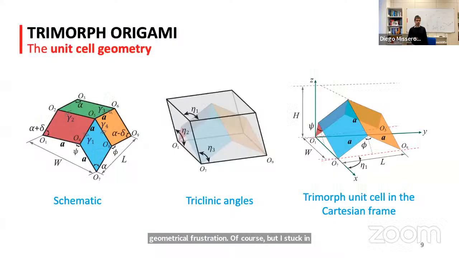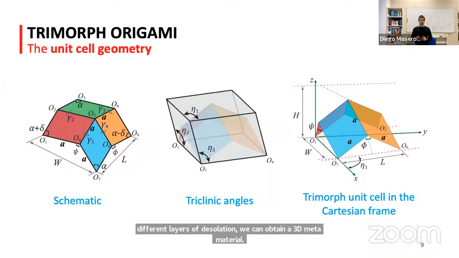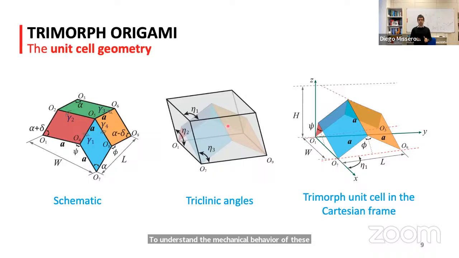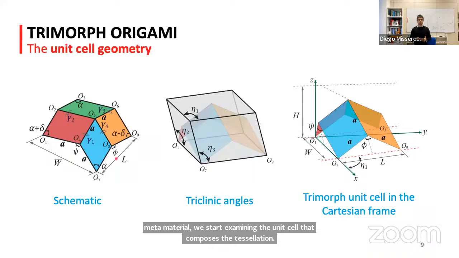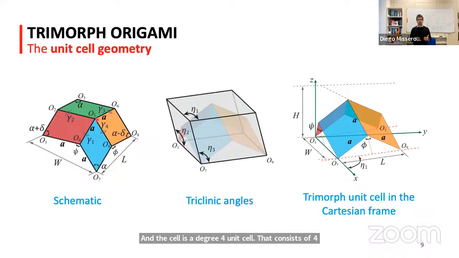To understand the mechanical behavior of this triclinic metamaterial, we start by examining the unit cell that composes the tessellation. The cell is a degree 4 unit cell that consists of 4 tilted panels, as you can see here, joined together by 4 creases. And the dihedral angles here are gamma 1, gamma 2, and gamma 3. And the folding angles are phi and psi, as you can see here.